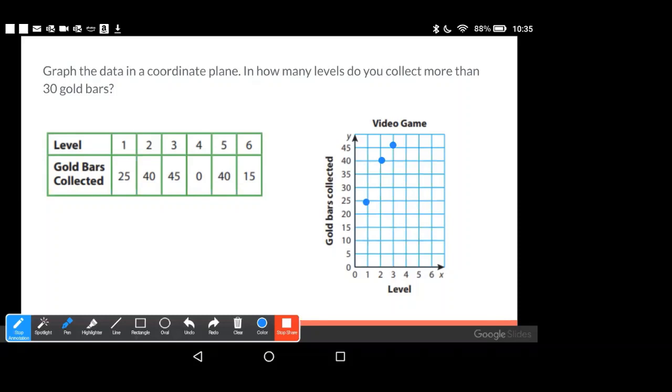Level 4, now I got 0 gold bars, which was not my best level, obviously, but I can't just leave it blank. Just because I got 0 doesn't mean I leave it blank, because then if somebody's looking at it, they're going, well, how many did they get? Did they leave it out? Did they not play level 4? What happened? So I have to put that 0 in there to represent that. So I go over to level 4, go up, I got 0. That needs to be part of the graph. That's an important piece of data.